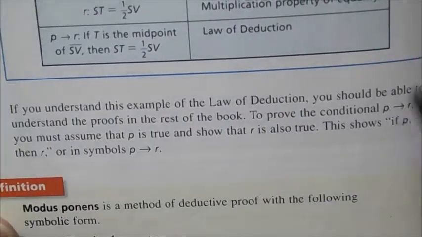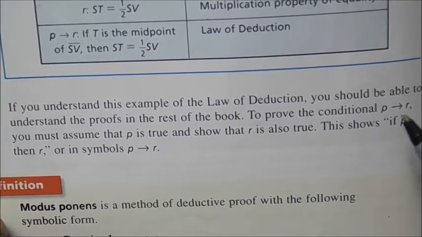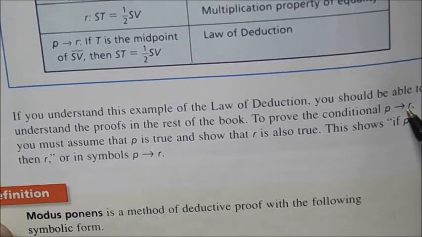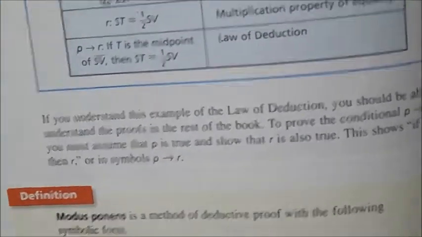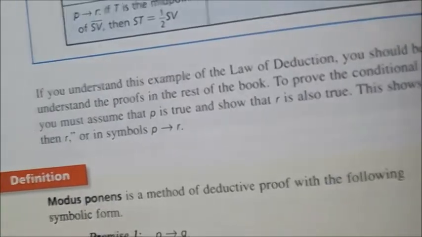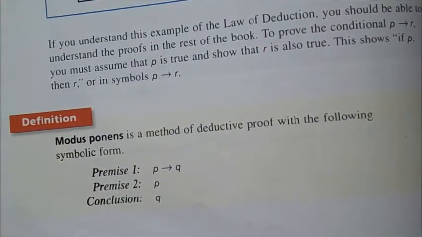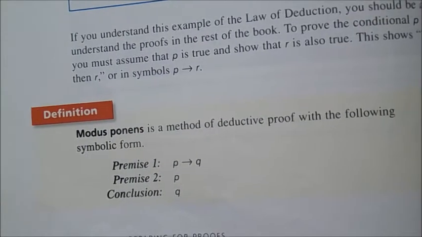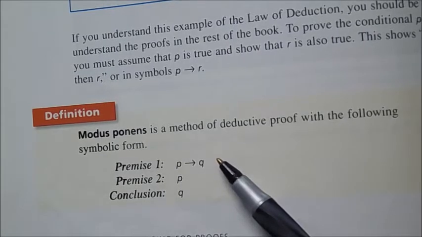If you're trying to prove a conditional, if P then R, start by assuming this is true, show that R is also true. Let's take a look at what they call a modus ponens. Probably have never heard of those words. It says it's a method of deductive proof with the following symbolic form. So you're going to have an if P then Q.